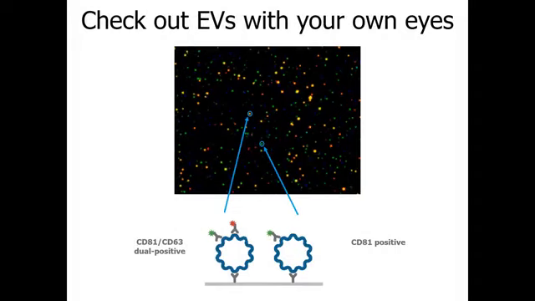So once your EVs have been captured on the Luni and stained with up to 3 fluorescent antibodies of your choice, it's time to read them on Leprechaun. Sequential images are taken using the red, green and blue fluorescent channels to confirm which of your chosen markers are present on your EVs. In this example, particles which appear yellow in the fluorescent image express both CD81 and CD63, while green particles express only CD81.